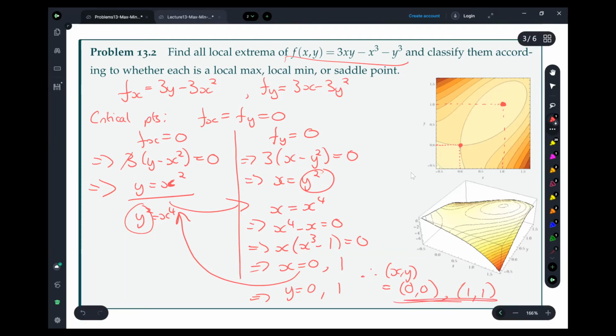So we've identified our critical points, (0, 0) and (1, 1). Now we want to classify them. Has anyone managed to classify these yet? Okay, one hand, two hands. Do you guys want to have a go at classifying them?